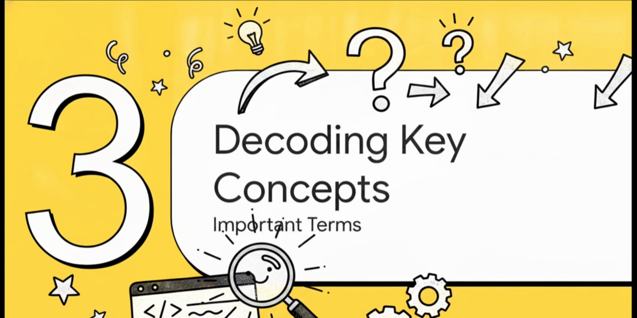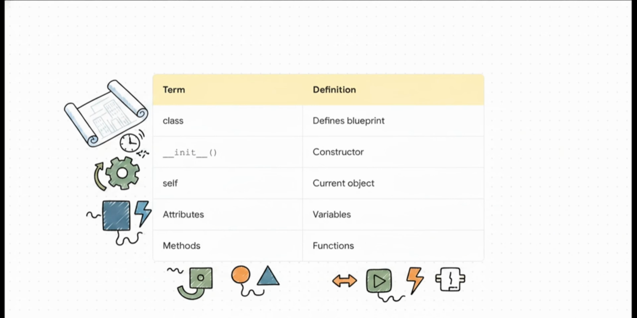Section 3. Decoding key concepts. Now, what's really interesting about this slide is how it demystifies all that tricky jargon. If you were looking at those underscores earlier and feeling a bit overwhelmed, take a deep breath. It's totally normal. Let's decode these key concepts. The word class defines the blueprint. That underscore init term, that's known as the constructor. It runs automatically the exact moment an object is created to construct its initial state. It gathers the lumber and bricks, so to speak.